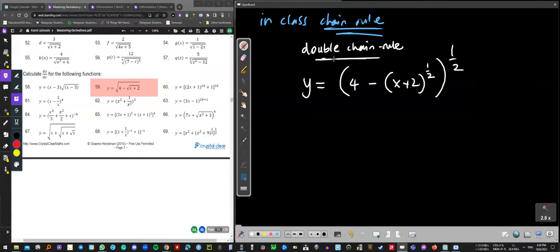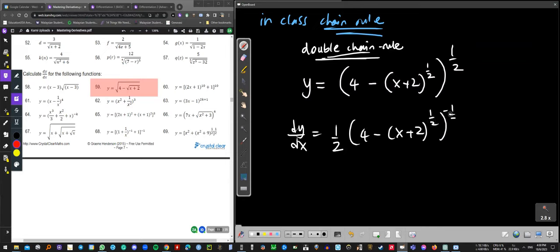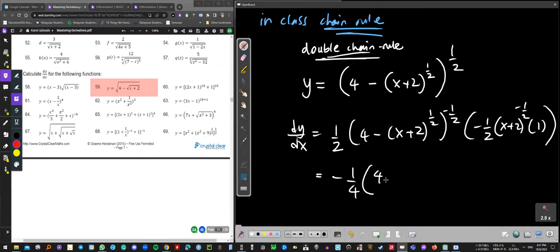Okay? Faham? Nak saya tunjuk? Saya tunjuk jelas sekejap. Okay, so dia akan jadi 1/2 and then 4 minus x plus 1/2 and negative 1/2, then differentiate yang dalam tu je. So negative 1/2 x plus 2 negative 1/2 times by 1. That's it. So kita akan simplify as much as possible. Yang boleh simplify antara sini dengan 1/2 je lah. So dia akan jadi negative 1/4. Lepas tu copy and paste.